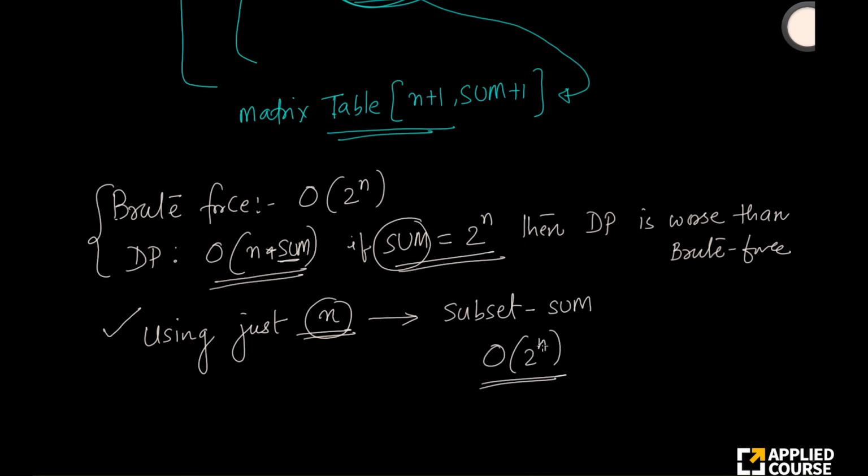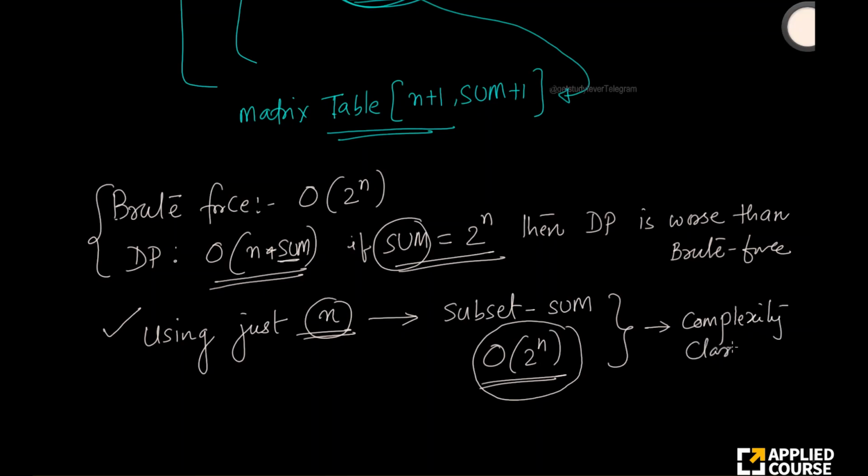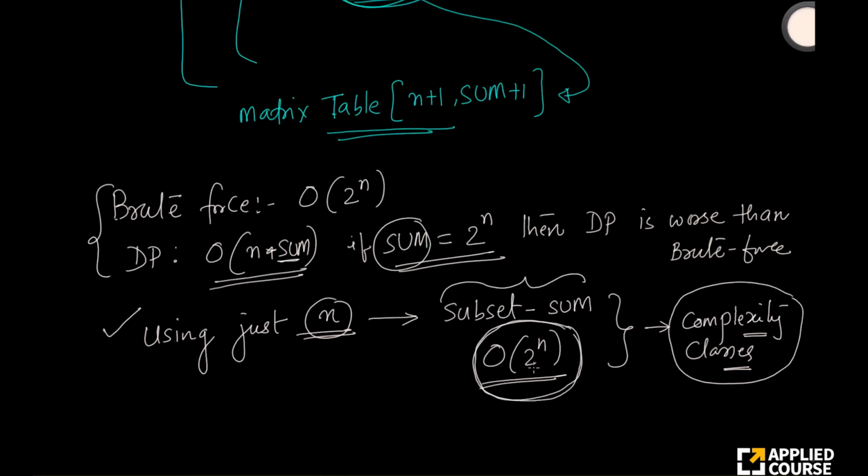If I have to represent it using just n, I cannot reduce it any further than the exponential time complexity. This falls in a special class of algorithms. We will learn some classes of algorithms called complexity classes later in this course. The very last chapter is called complexity classes, where we'll revisit this subset sum problem and show that it belongs to a specific complexity class wherein we don't know if we can reduce it today. The best algorithm we have to solve this problem, as of today, is order of 2 power n.